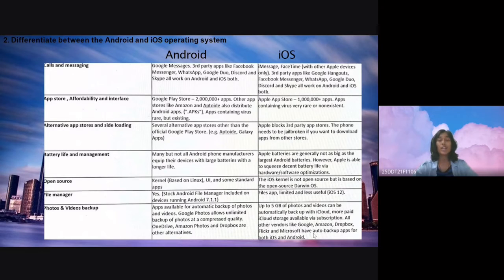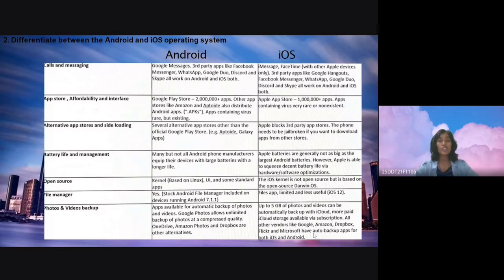The battery life and management for Android is that many, but not all, Android phone manufacturers equip their devices with large batteries with a longer life. The battery life and management for iOS is that Apple batteries are generally not as big as the largest Android batteries. However, Apple is able to squeeze decent battery life via hardware or software optimizations.